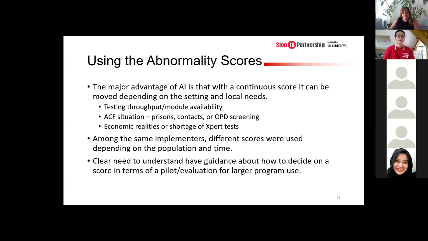So different implementers were using different scores in the same country depending on the population that was being screened and depending on the situation that they had, again, usually in terms of Xpert reagents and testing. So for new users, and this was again something that was clearly asked for, there needs to be good guidance about how to decide on the score, as a pilot, before you really do full-scale implementation.